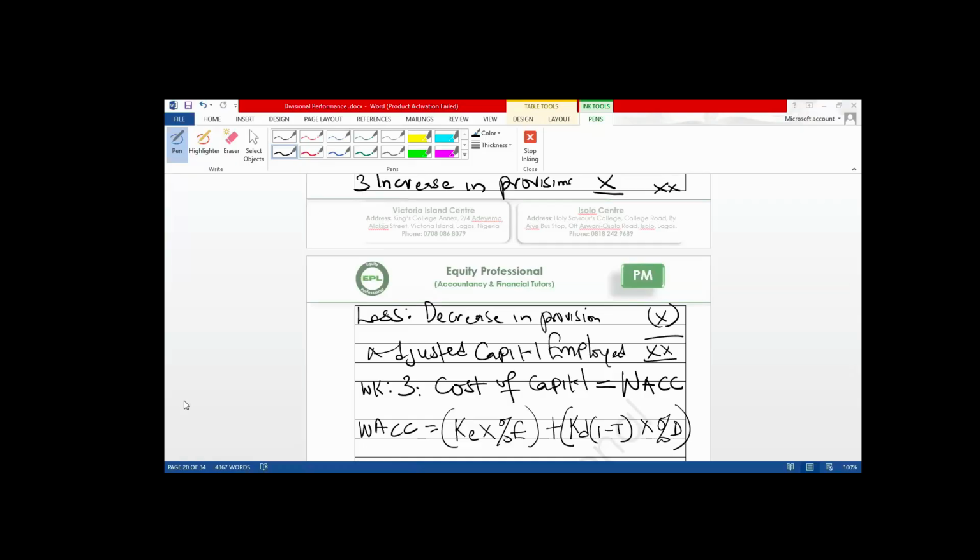Any question, please? So it has advantage over residual income or return on capital employed.